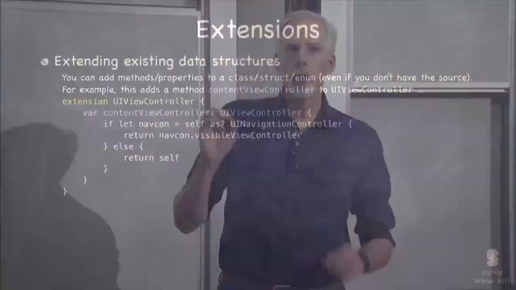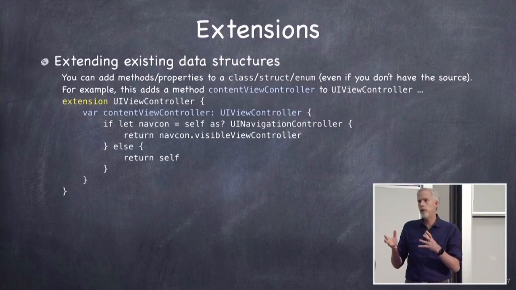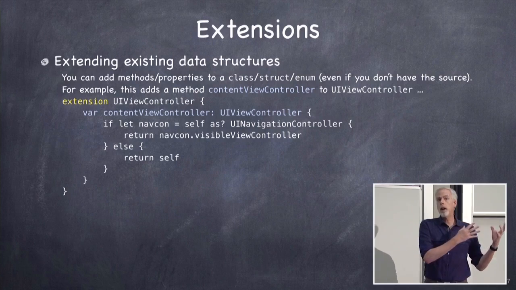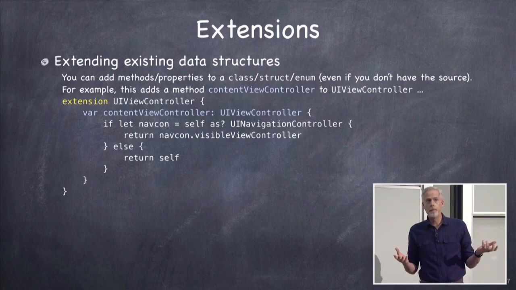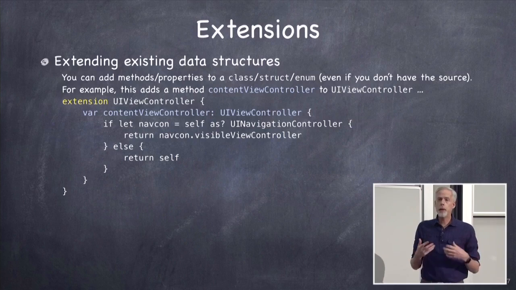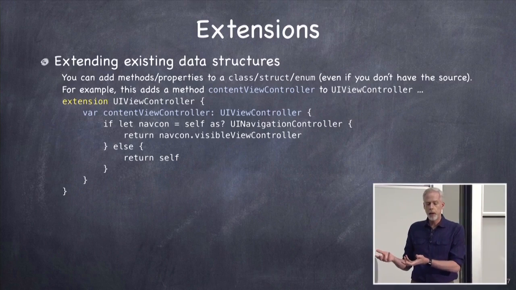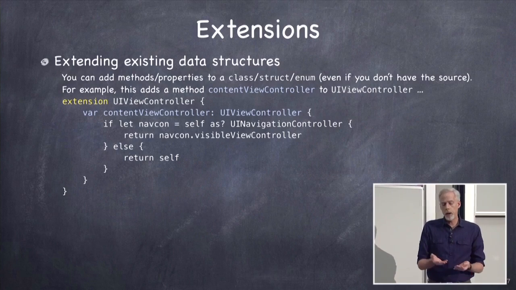Now, a completely different topic: extensions. An extension allows you to add a method, or even a var, to another class or struct or enum that you may not even have the code to. Okay? It's called extension because it extends that class. So here's a concrete example to help you understand why we might use an extension.